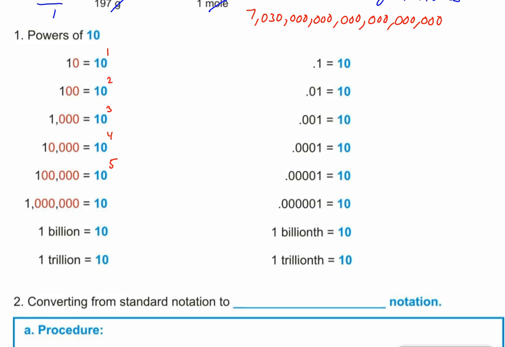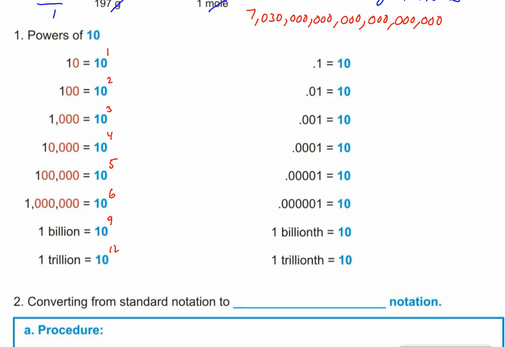100,000 is 10 to the fifth. A million is 10 to the sixth. I don't have tens of millions, but that would be 10 to the seventh. Hundreds of millions would be 10 to the eighth. Billions is 10 to the ninth. I skipped 10 million and 100 million and went to billion. I skipped tens of billions, that would be 10 to the 10th. Hundreds of billions, that would be 10 to the 11th. And trillion is 10 to the 12th. Etc., etc. You can keep going.